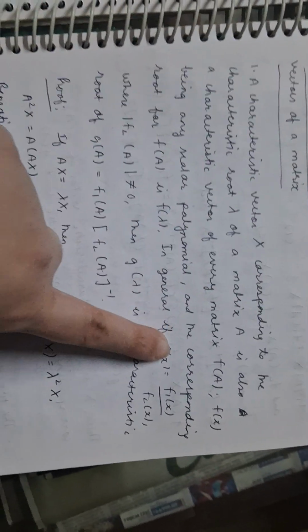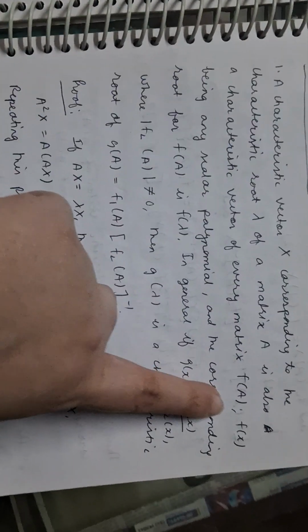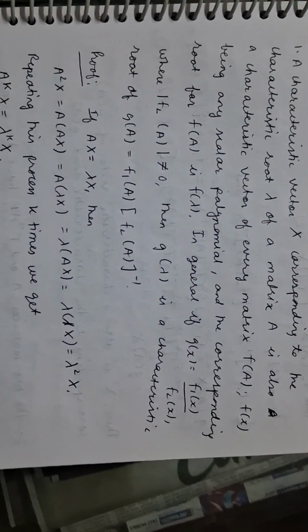Today we are going to discuss some results on characteristic roots and characteristic vectors of a matrix. The first result states that a characteristic vector x corresponding to the characteristic root lambda of a matrix A is also a characteristic vector of every matrix f(A), where f(x) is any scalar polynomial, and the corresponding root for f(A) is f(lambda).